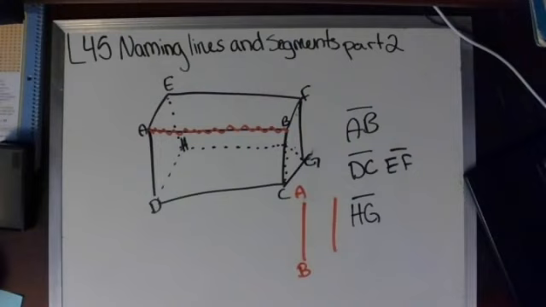If you need a reminder on what parallel and perpendicular mean, go back and look at the previous lessons that covered those. So that is lesson 45, naming lines and segments, part 2 for lesson 45, Saxon 4.